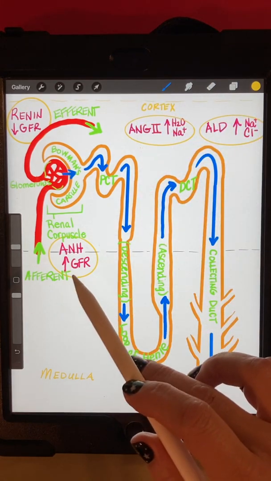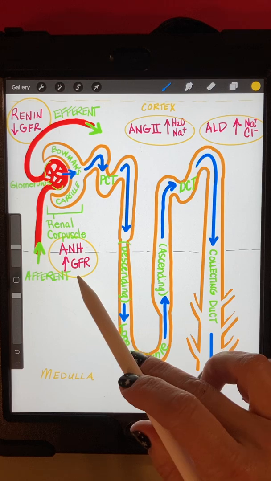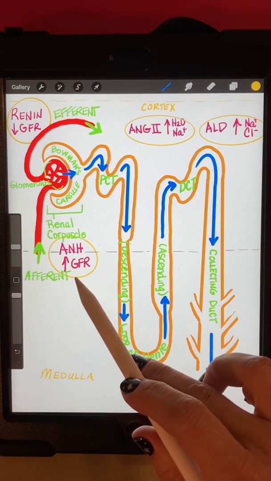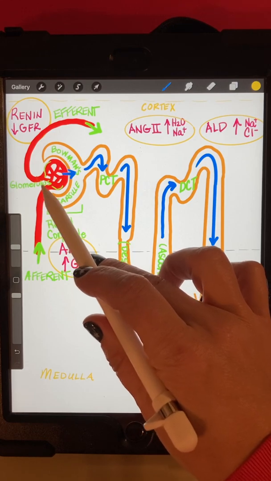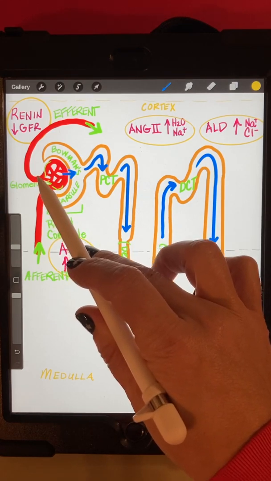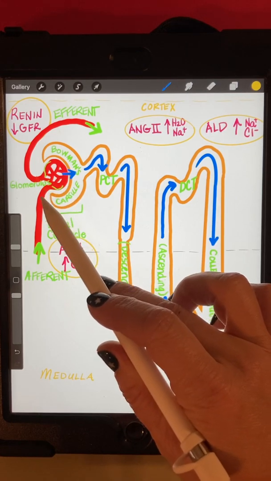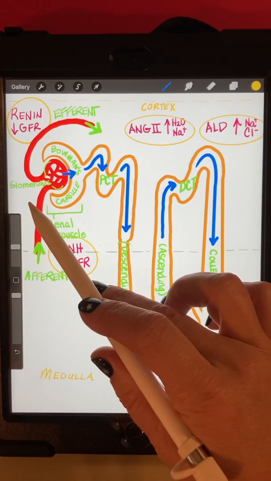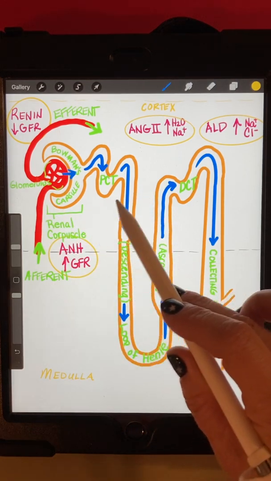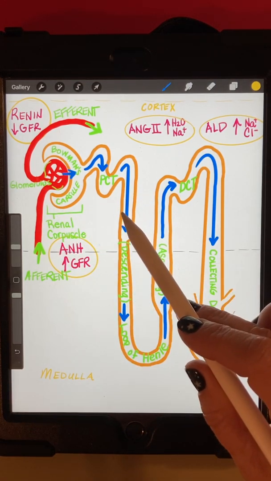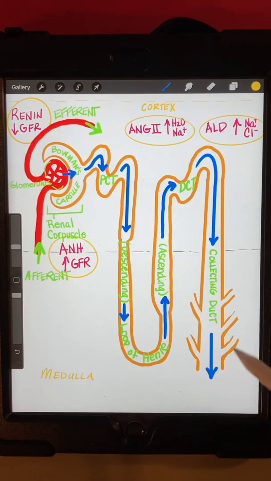The atrial natriuretic hormone increases the filtration rate by vasodilating the afferent arteriole and vasoconstricting the efferent arteriole that's coming into this glomerulus. That will allow more plasma fluid to enter into the nephron. So that will in turn lower the blood pressure by increasing urine formation.